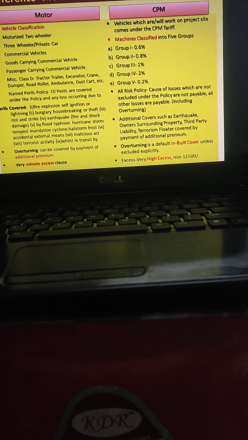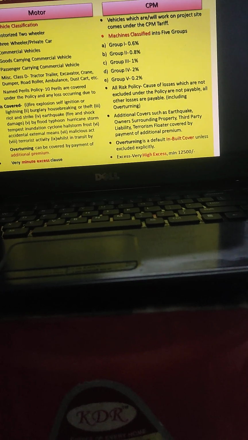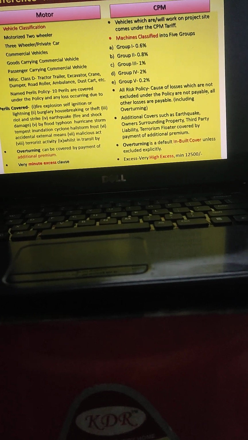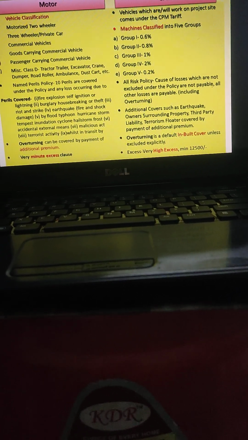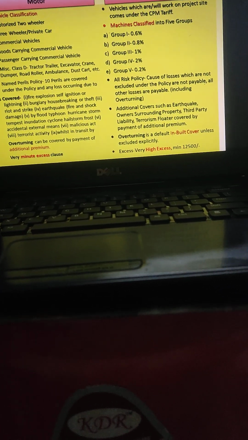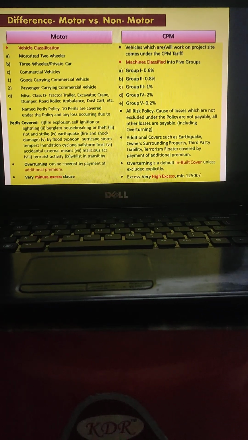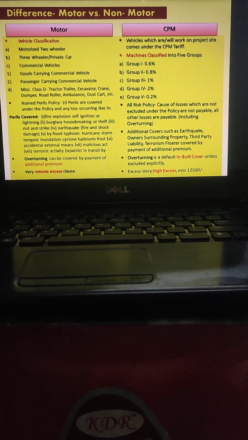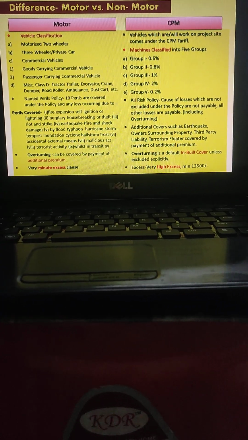Motor is a named peril policy where 10 perils are covered under the policy, and any loss occurring due to fire, explosion, self-ignition, lightning, burglary, STFI, accidental external means, terrorism are covered under the policy. But here, the CPM policy is known as an all risk policy. So causes of losses which are not excluded under the policy are payable.